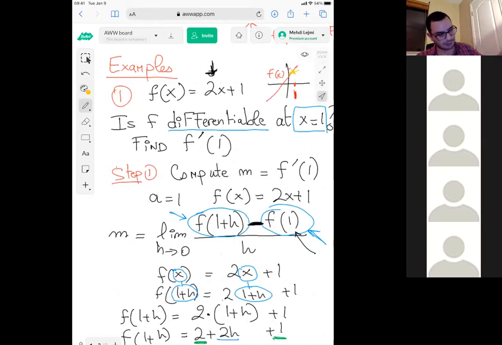There's no hole or jump or break at x equal to 1, right? So it's just a continuous straight line, right? So then f would be, of course, continuous at 1, right?